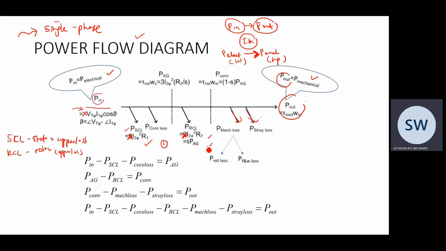So I2 phase squared R2. The other formula for PRCL is also S times P air gap. S is the slip. What is P air gap? I will explain later.